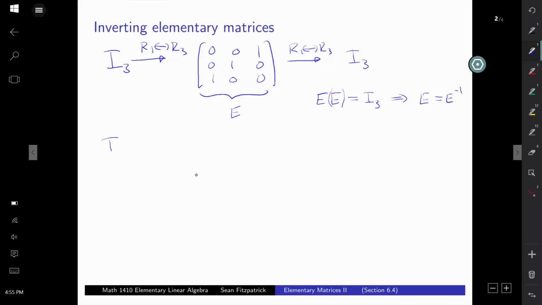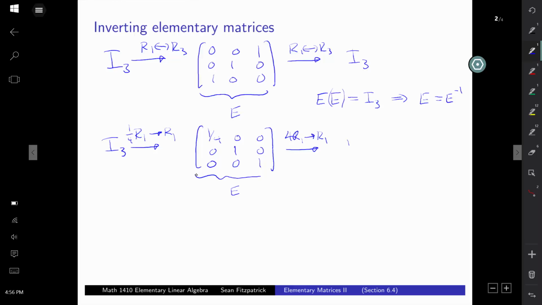Similarly, let's say I multiply row 1 by 1 over 4. That gets me to 1/4, 0, 0, 0, 1, 0, 0, 0, 1. This is my E in this case. If I wanted to get back to the identity, how would I do it? I would multiply row 1 by 4, 4 row 1 to row 1, and I'm back to the identity.